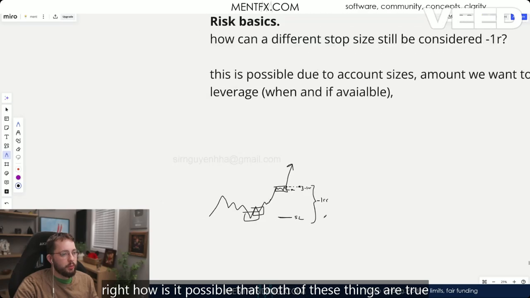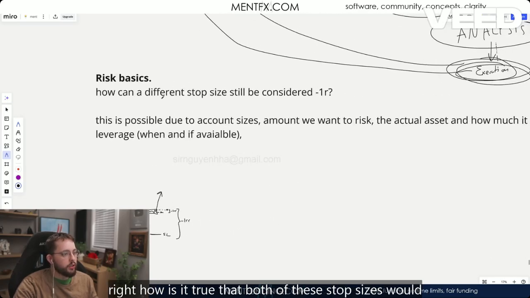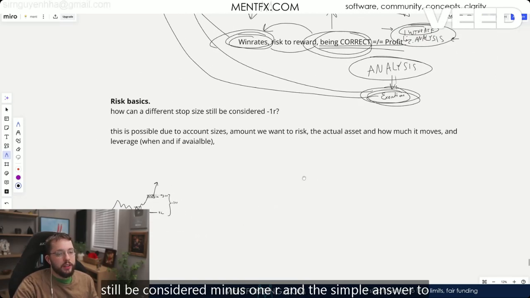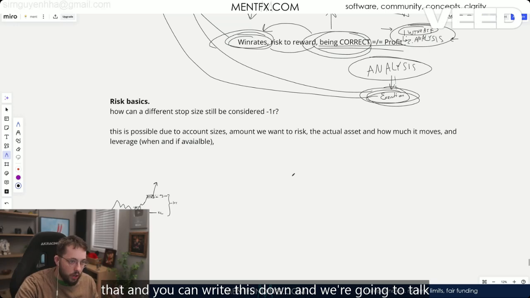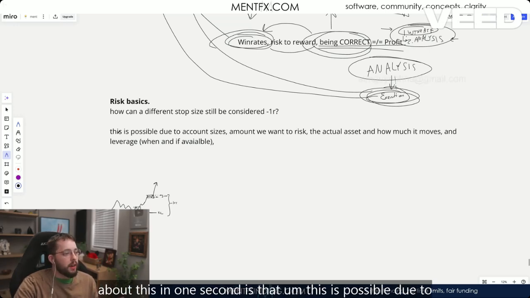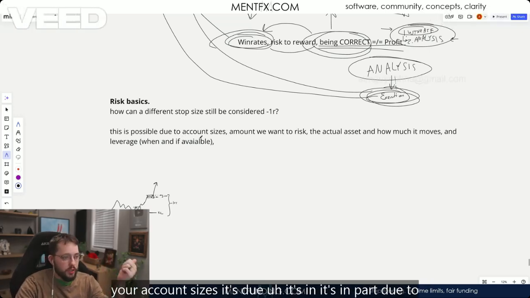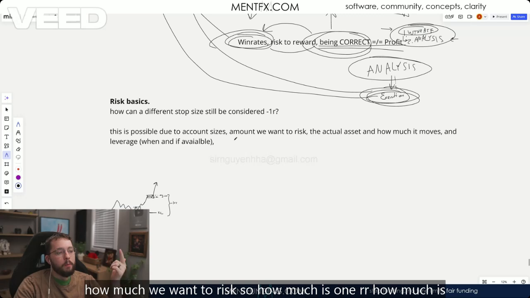How is it possible that both of these things are true? How is it true that both of these stop sizes would still be considered -1 R? And the simple answer to that, and you can write this down and we're going to talk about this in a second, is that this is possible due to your account sizes. It's in part due to how much we want to risk.